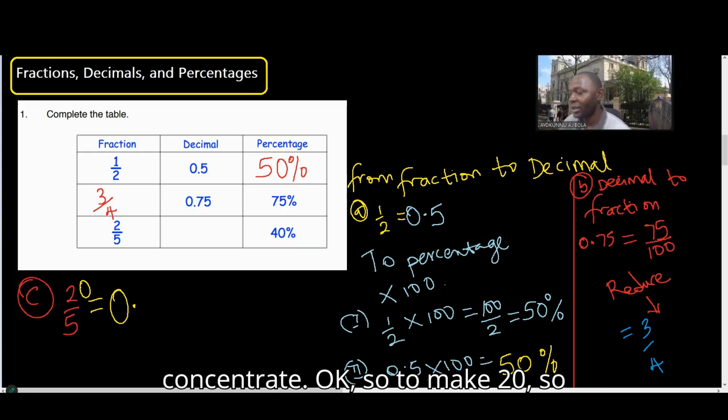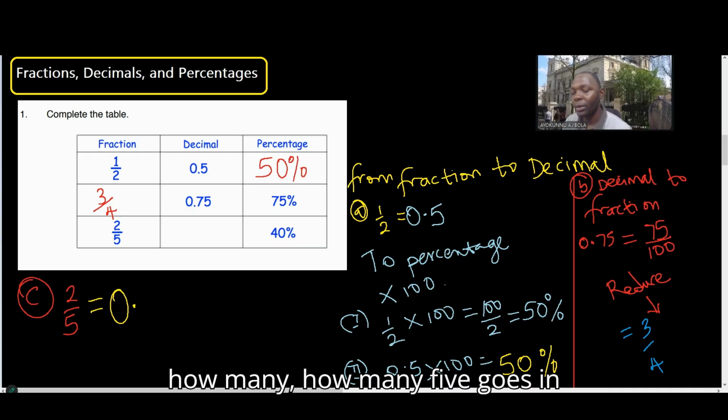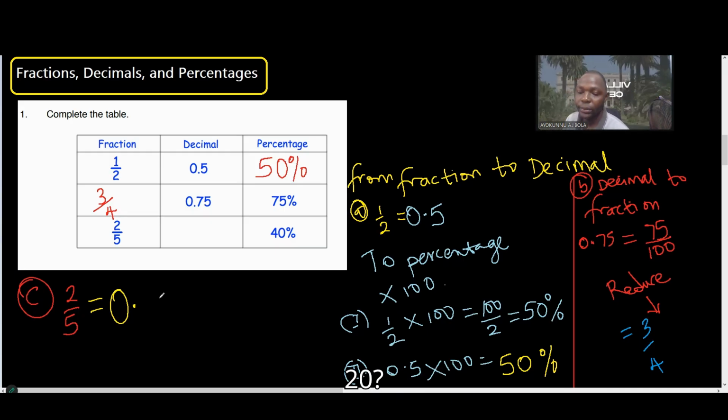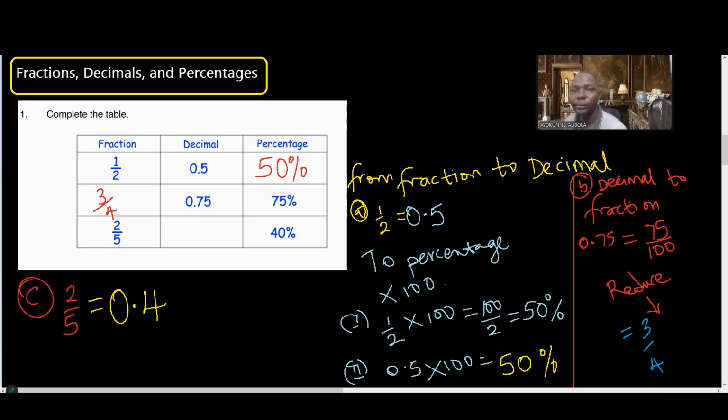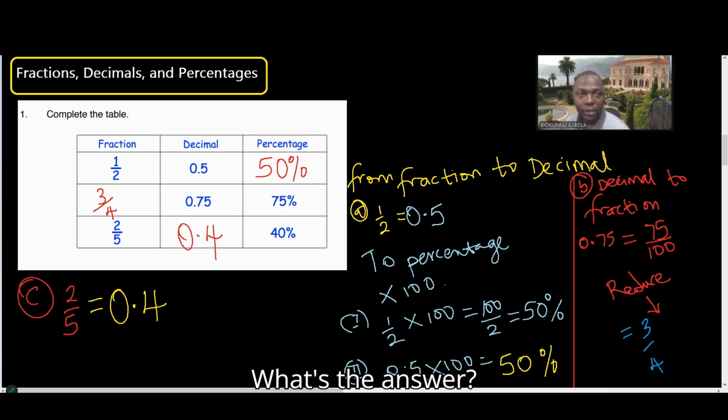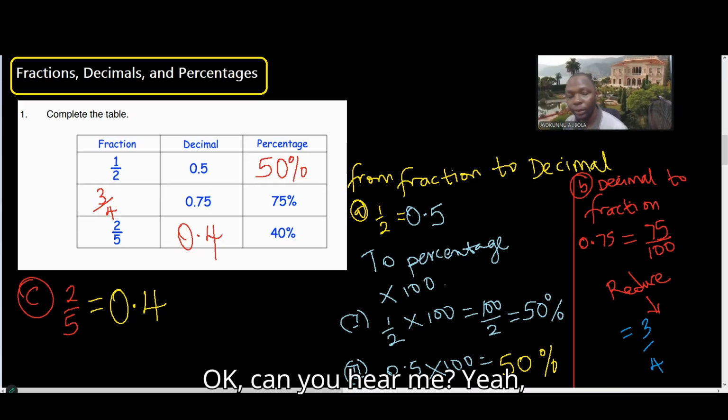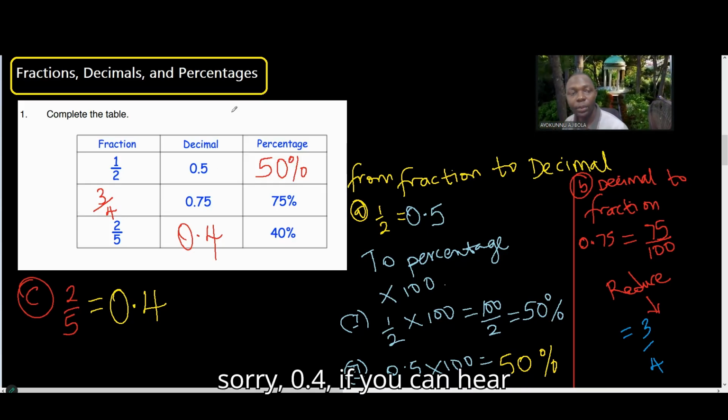So to make 20. So how many 5 goes in 20? Four. So what's the answer? The answer is 0.4.